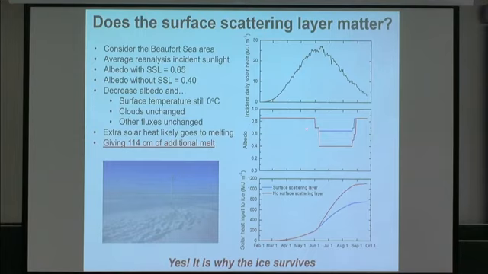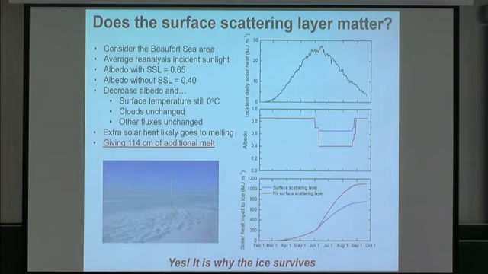The blue curve represents having a surface scattering layer with an albedo of 0.65. The red curve represents if we didn't have a surface scattering layer. And if we didn't, we would get an albedo around 0.4 for the ice. And so we can just then use this, calculate the difference in solar heat input, and see that it's a difference of a few hundred megajoules per meter squared, which translates into potentially melting over a meter of ice.